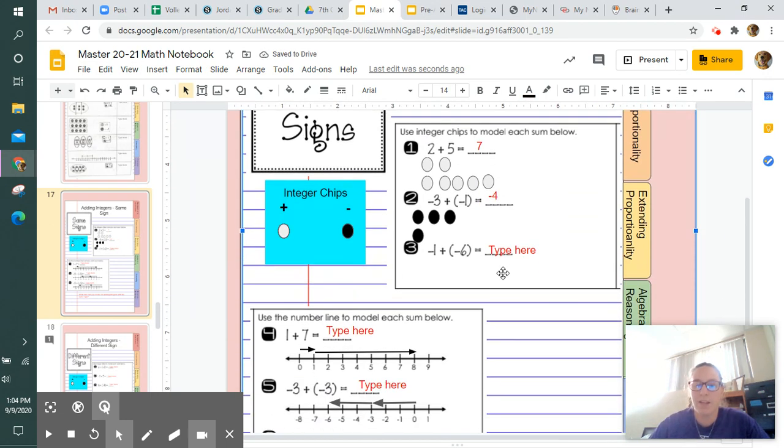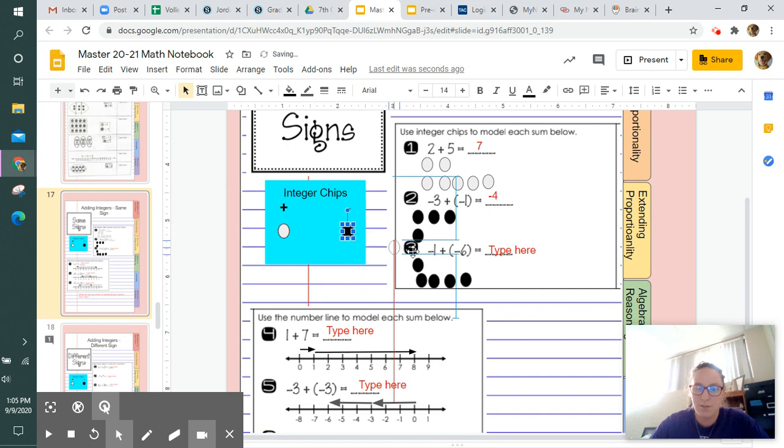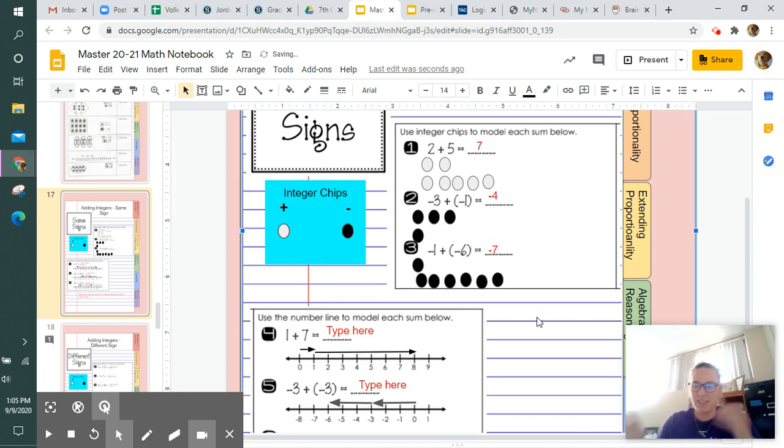Okay. The next one is negative 1 and negative 6. So 1, 2, 3, 4, 5, and 6. So negative 1 plus negative 6. We have 7 of these chips that are all negative. So my answer is negative 7. See, that's not too bad.